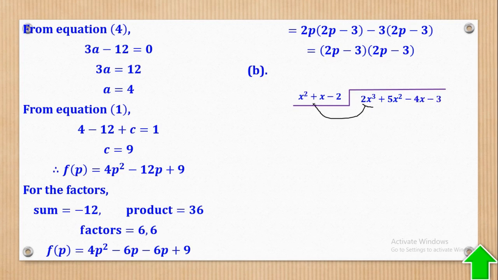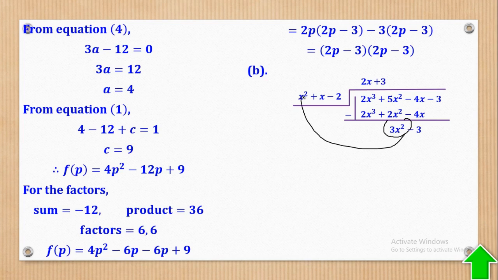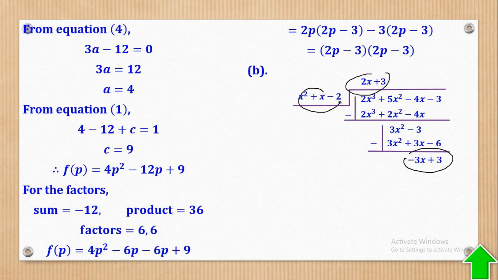So this divide by this will give you 2x. So 2x multiplied by everything here will give you that. Then subtract the 2, you'll be able to come up with that. Then still this divide by this will give you positive 3. Now positive 3 multiplied throughout this, you'll be able to get that. Subtract the 2, you'll come up with that. So we stop there, because this degree is smaller than the highest degree of the divisor. Therefore, this will be the remainder, this will be the quotient, and this is the divisor.